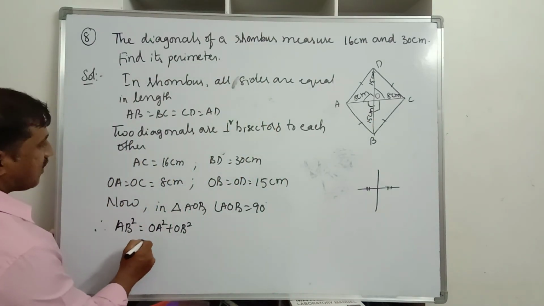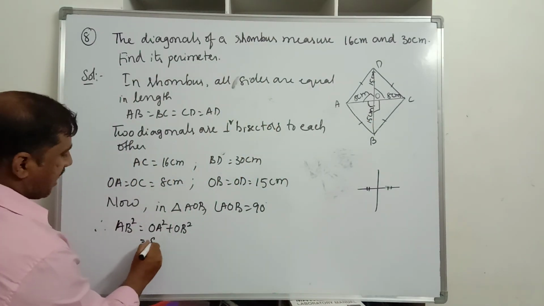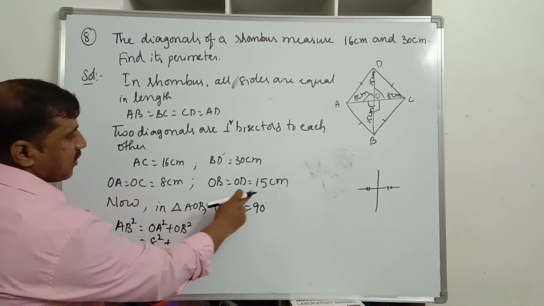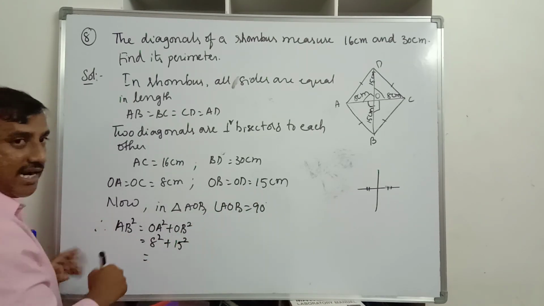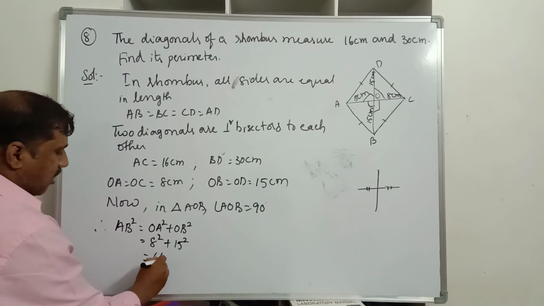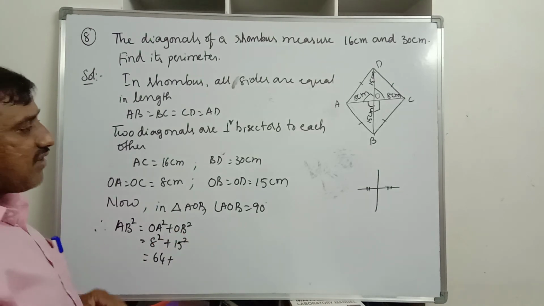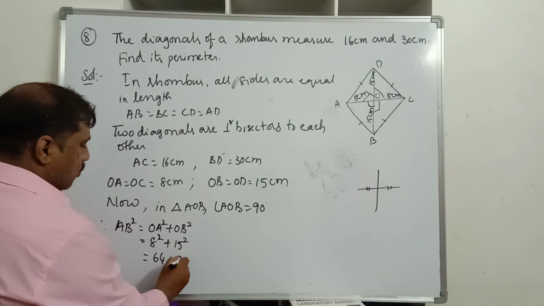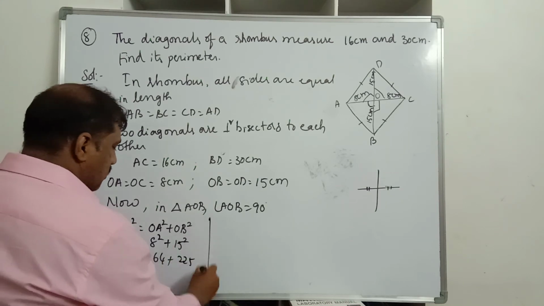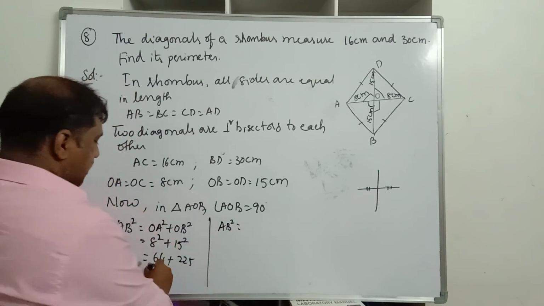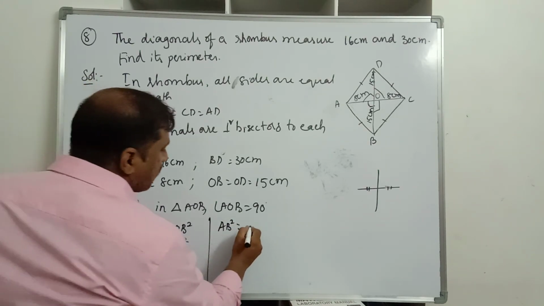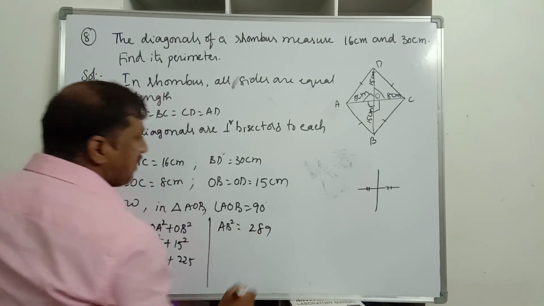Now OA is equal to how much? 8 square plus OB is equal to how much? 15 square. 8 square means 8 into 8, it is 64, plus 15 square means 15 into 15, we will get 225. Now AB square is equal to 64 plus 225 is equal to 289, we will get.